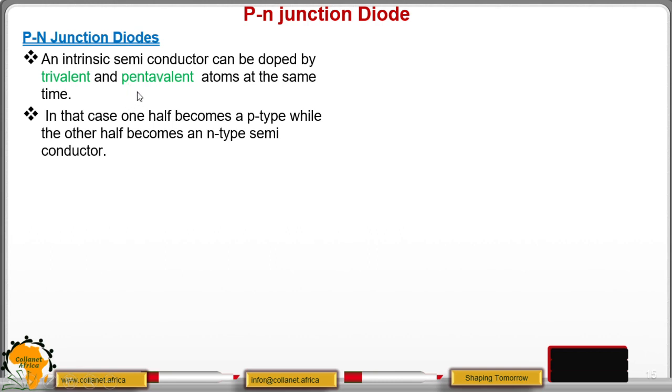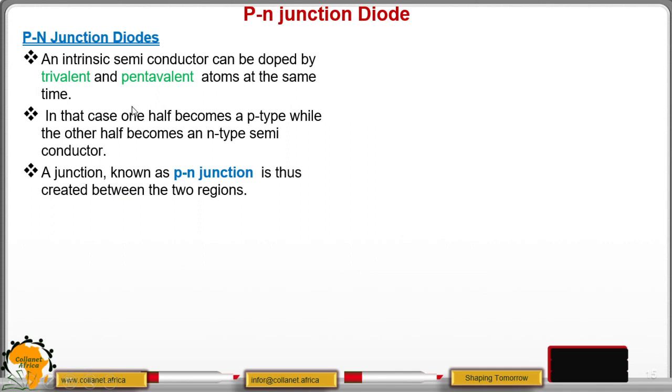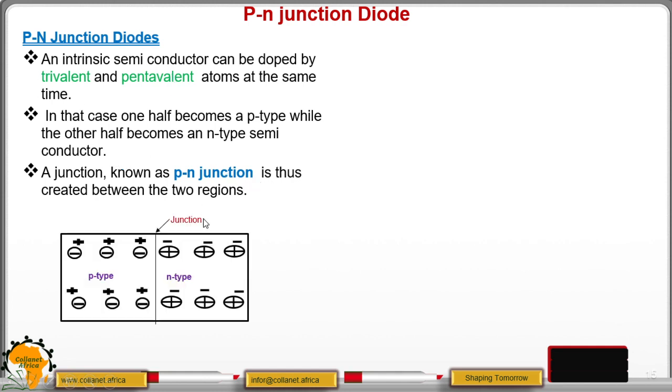And remember, now we are talking of one material that is being doped with the two atoms, that is trivalent and pentavalent, at the same time. So we have one piece of material, where one side becomes n-type and the other side becomes p-type. Now the junction between the n-type and the p-type is what we call the PN junction. So through this process a PN junction is created between the two regions.